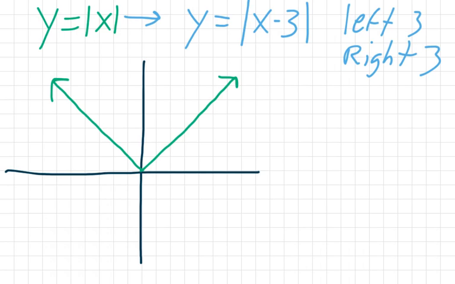You might think left 3, but you'd actually be wrong. This one, believe it or not, the minus 3, will move it to the right 3 spaces. So my new function will be over here. Let me just get this graphed right. There we go.